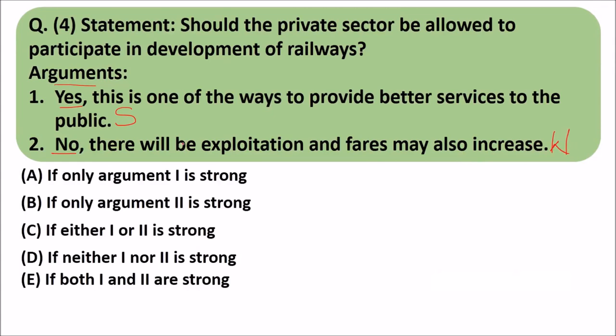Why? Because by not allowing private sector, we are going against the development of a nation. Socio-economic development of the nation is a strong argument. Going against a strong argument means it is a weak argument. Now they say that fares may also increase. There is a chance that it might increase, it might not. There is no definite proof given, or no definite consensus. Also, they say there will be exploitation. Again, there is no proof regarding it. It is just a statement. Also, it is going against the development. So this is a weak argument.